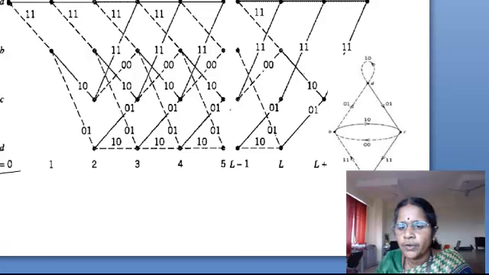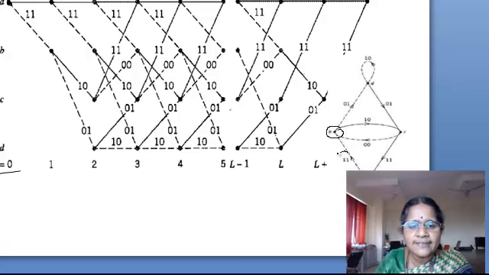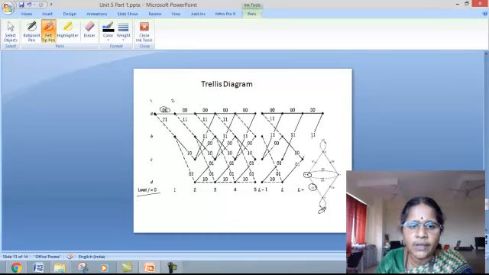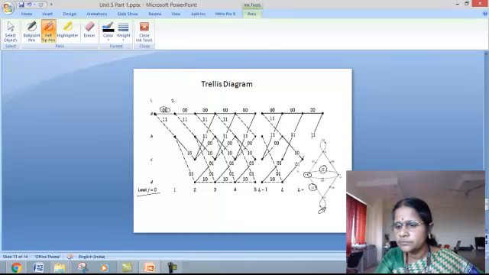And now from state A, if the input is 1, then we follow this dashed line. It goes to state B, producing an output of 1, 1. This is the first state, this is the second state. So when an input of 1 is encountered, the next state is state B, producing an output of 1, 1. Right. And now we are in state B. When an input of 0 is encountered, you come to state C, producing an output of 1, 0.